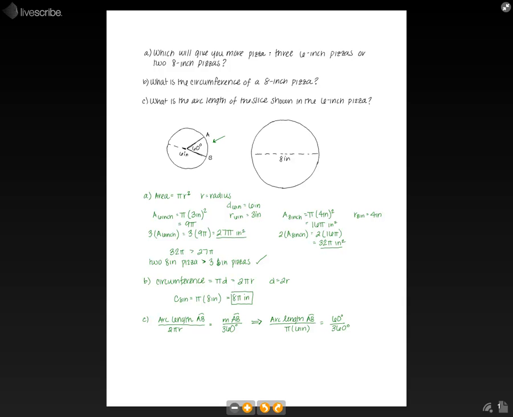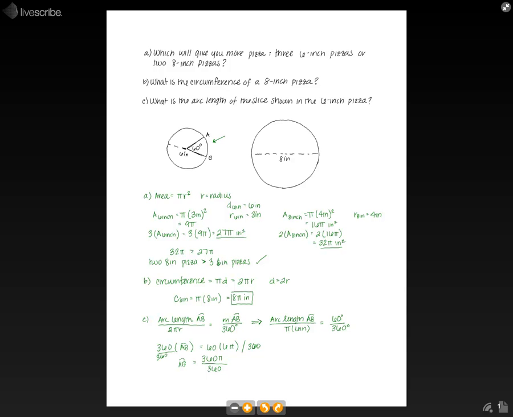Alright, so now we just need to cross multiply here. So we have 360, we're just going to abbreviate this AB like this, is equal to 60 times 6 pi. Right? So to get AB by itself, we need to do, okay, so 60 times 6 is 360. So we have 360 pi. We're going to divide by 360. Right? Because we're dividing both sides by 360 here.